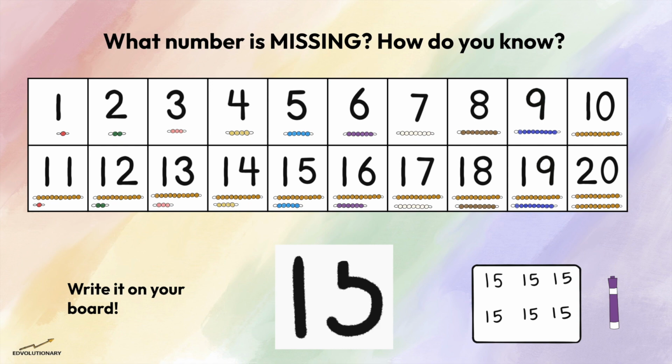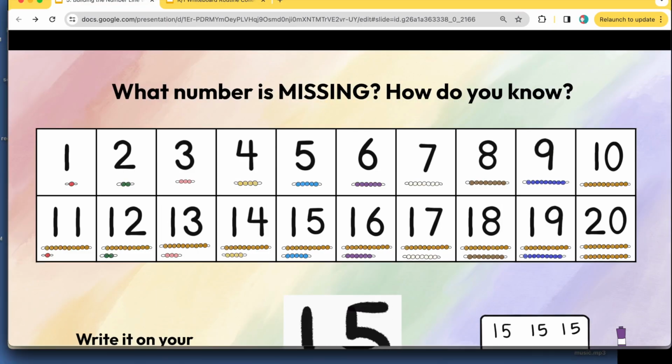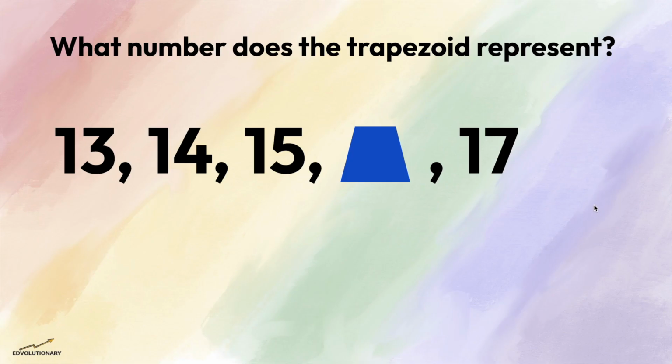There's one other type of missing number I will show you. In this one, students don't have the scaffolds of the full number path. So we'll ask them, what number does the trapezoid represent? And we get to bring in that language of shapes again to review. So students will have to look: 13, 14, 15, trapezoid, 17. What could the trapezoid be?